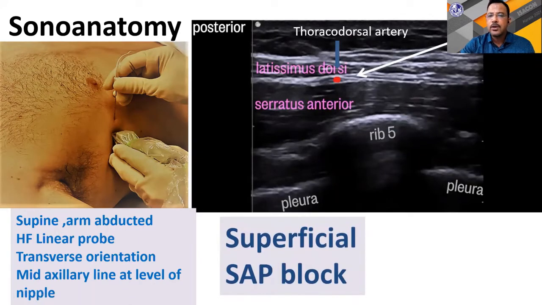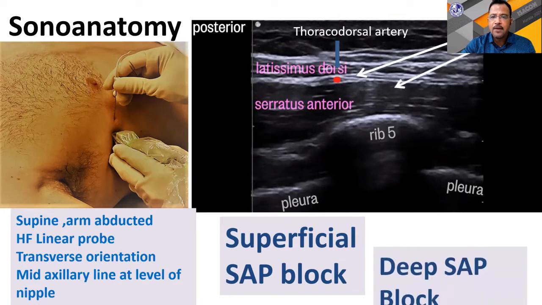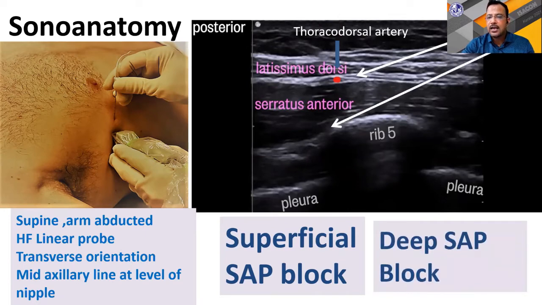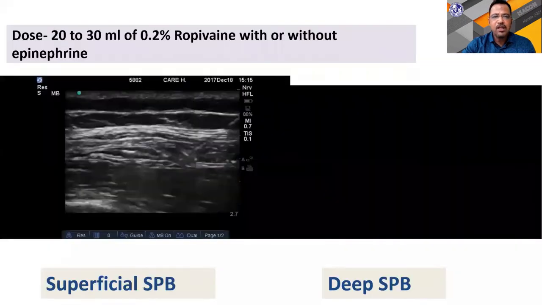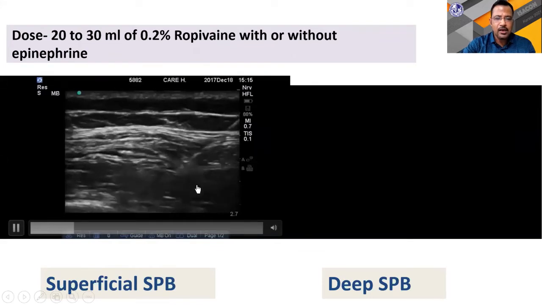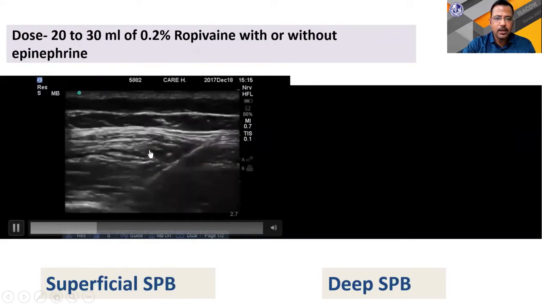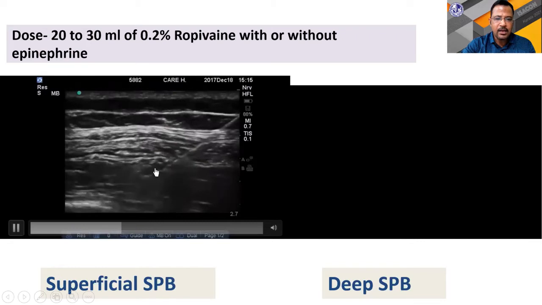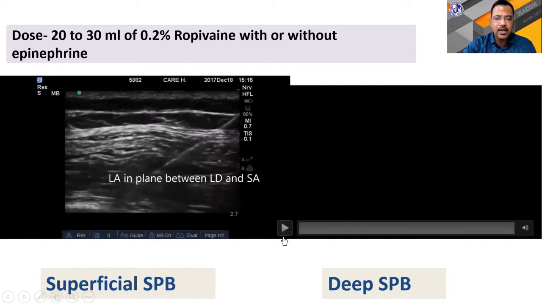If I bring the needle between the latissimus dorsi and serratus anterior muscle, it becomes a superficial SAP block. If I deposit the drug between the serratus anterior muscle and the rib or the intercostal muscle, it becomes a deep SAP block. So this is the way I do my superficial serratus anterior plane block. This is the latissimus dorsi. This is the serratus anterior muscle. This is a pulsating thoracodorsal artery. As I inject, I will unzip the plane between the latissimus dorsi and the serratus anterior muscle.